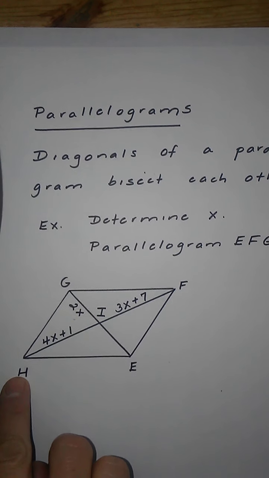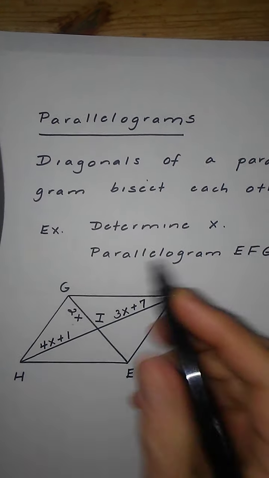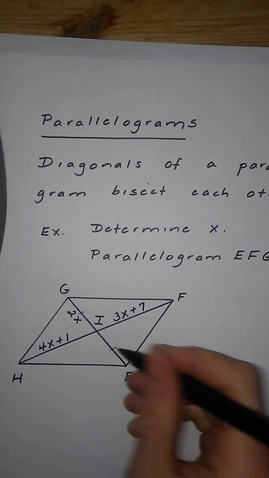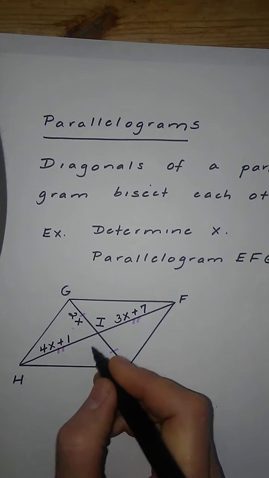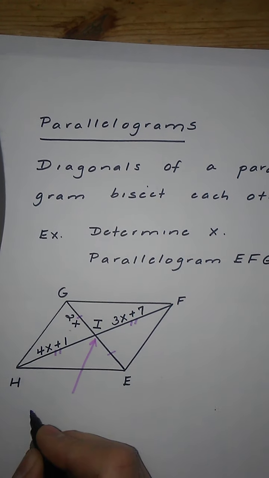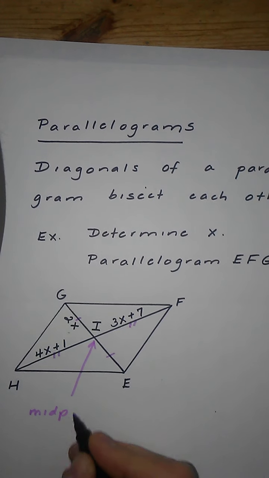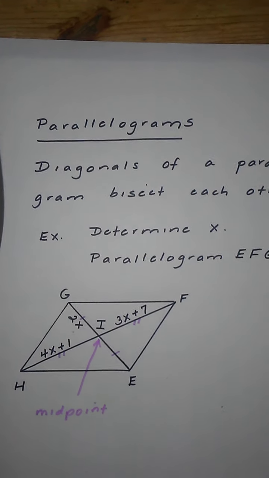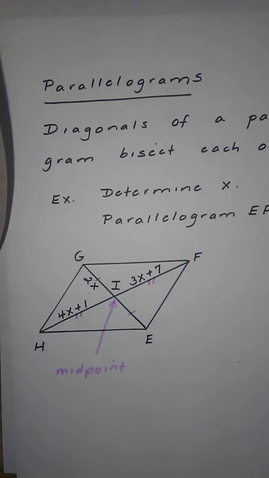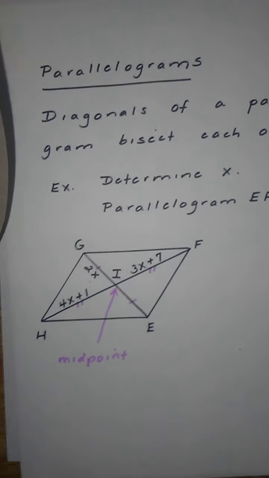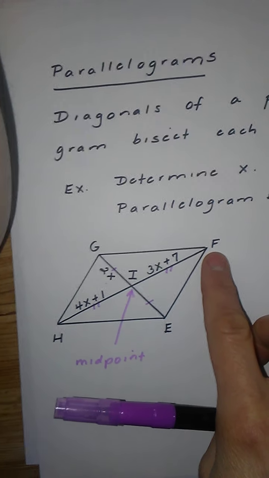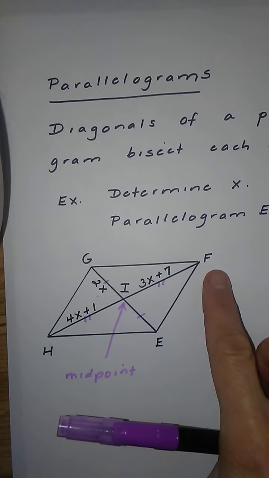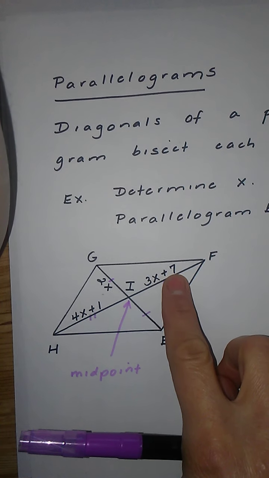We can put in some congruent marks to remind ourselves that it's a midpoint. And I'm going to write that vocabulary word there to emphasize it as well. Building our equation, we are going to work with the format part equals part, and we're going to focus on this longer diagonal, because we have two expressions labeled on it.